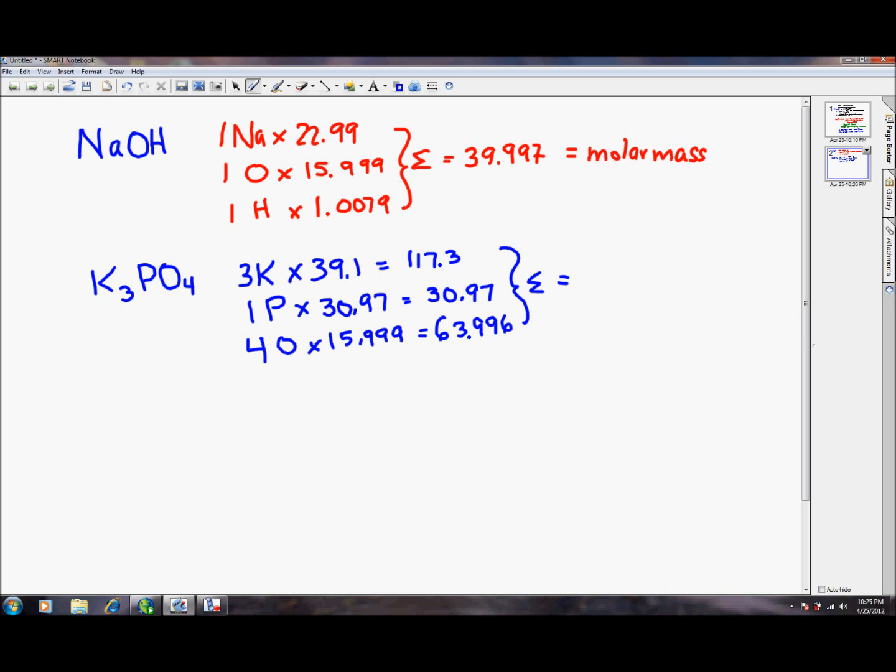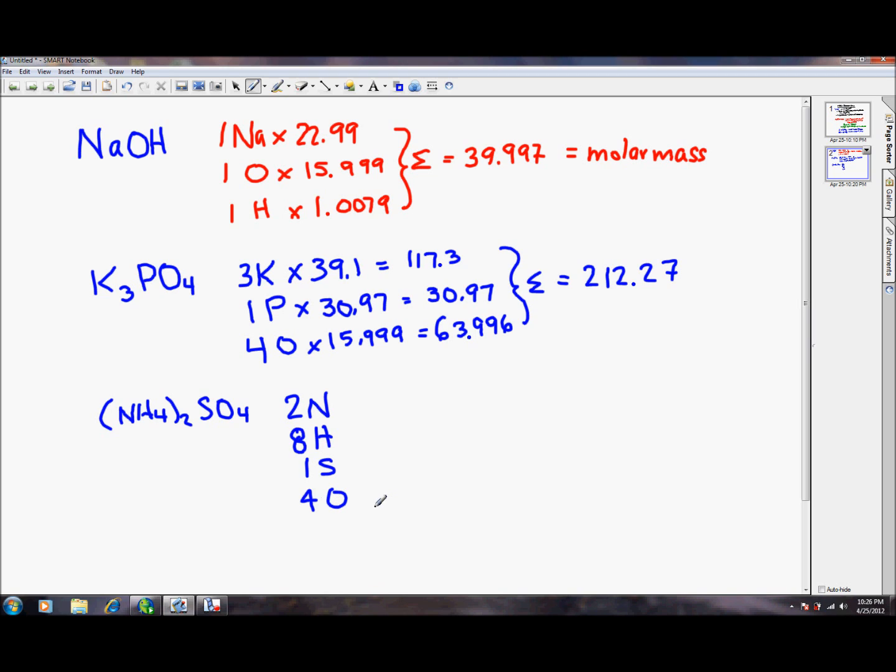Okay, and this one adds up to 212.27. Now, don't forget, if you're doing something like ammonium sulfate, remember that you have to multiply numbers outside of the parentheses too. So this would have 2 nitrogens, 2 times 4, or 8 hydrogens. And there'd be 1 sulfur and 4 oxygens. Okay, I'm not going to calculate the molar mass for this one.